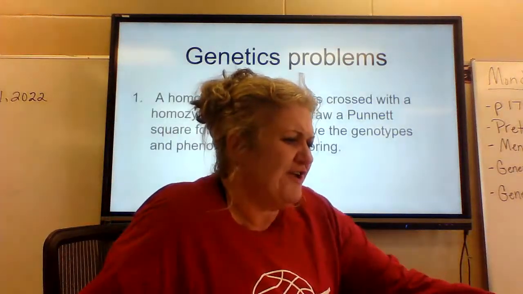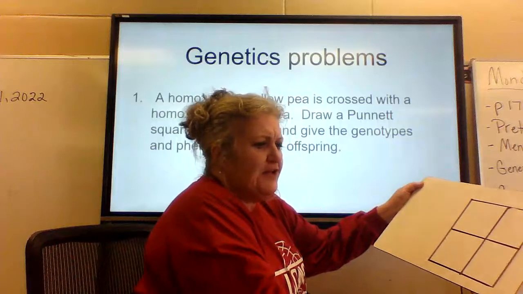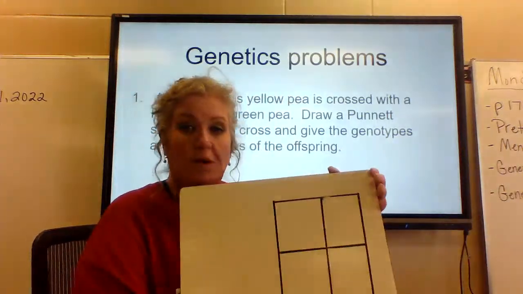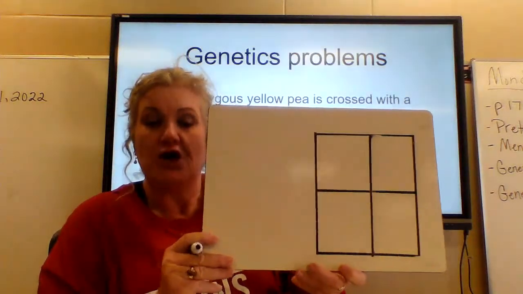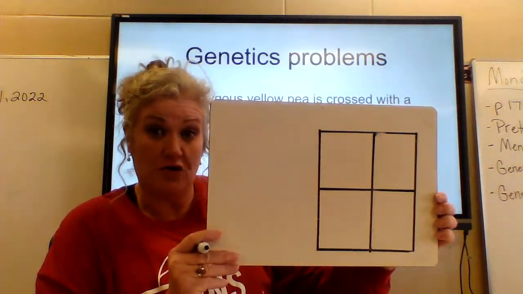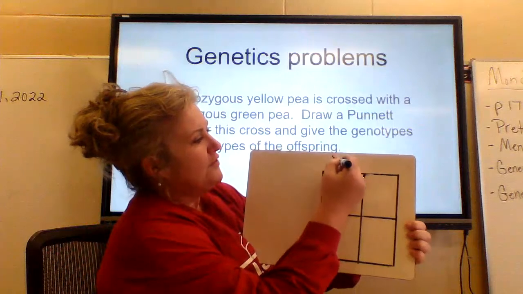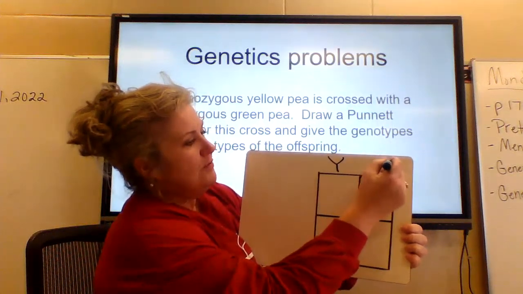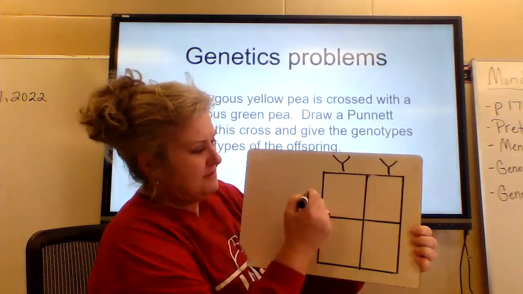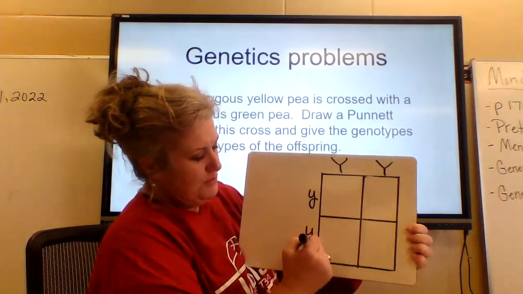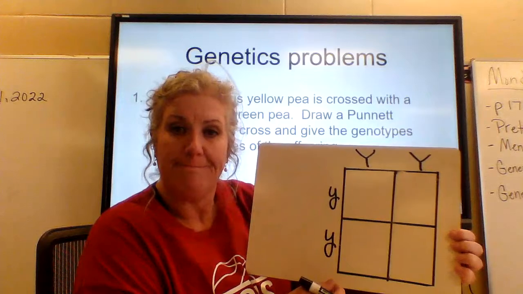I've got one of those drawn here. It's not too neat, but I think you can see what I'm doing. So I need to put one parent across the top. So go ahead and draw yourself a Punnett square, okay? You put one parent's alleles across the top. So I'm going to put the first parent here, two big Y's. And then you put the other parent down the side. So I'm putting parent number 2 down the side, okay?